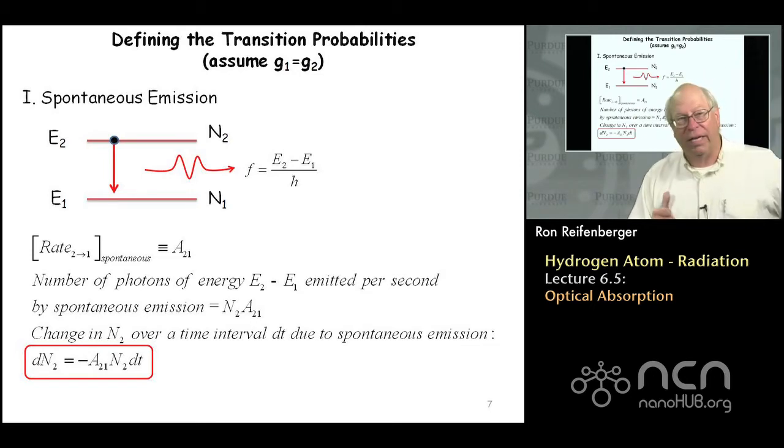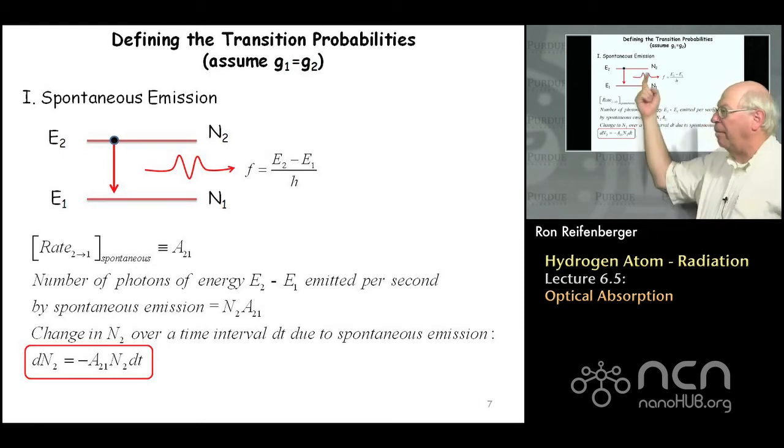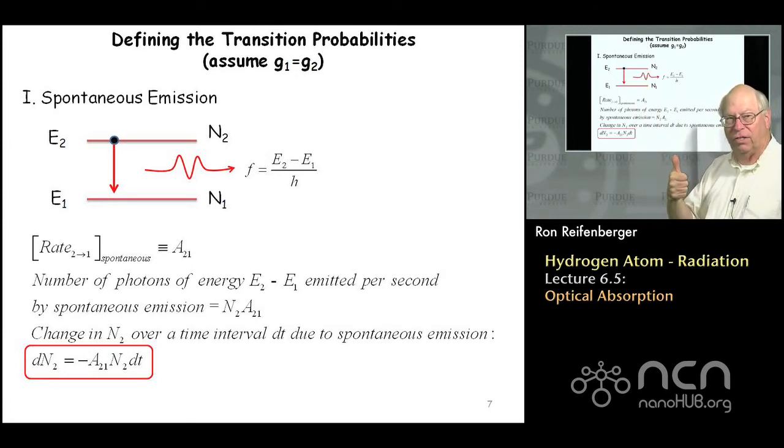So let's begin. We're going to define the spontaneous emission rate. That is how many transitions go from energy level E2 to E1 in a second of time. And we're going to define that by some coefficient, capital A sub 2,1.